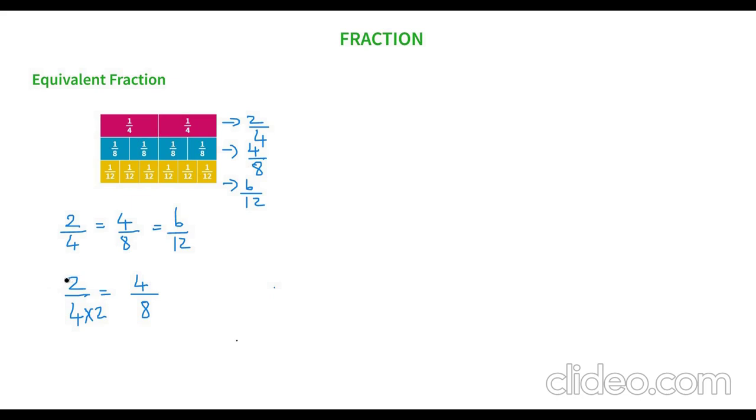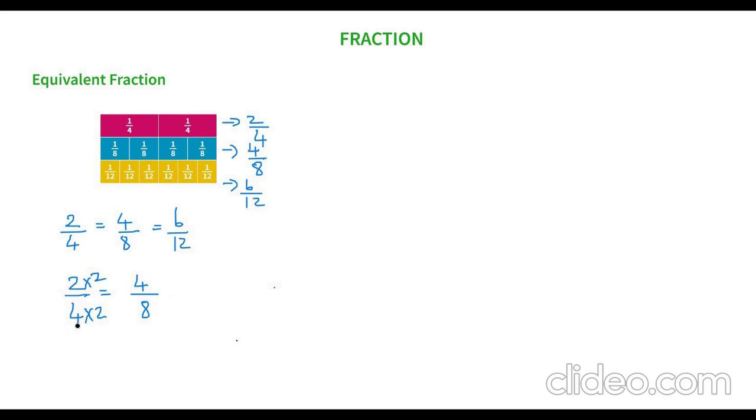Now you can notice that even the numerator is increased. The number of parts is also increased. So here it has become 4. So same thing what I am going to do, I am going to multiply the numerator also by 2. So 2 times 2 is 4. 4 times 2 is 8. Does it satisfy that both have multiplied by 2? So then they are an equivalent fraction.